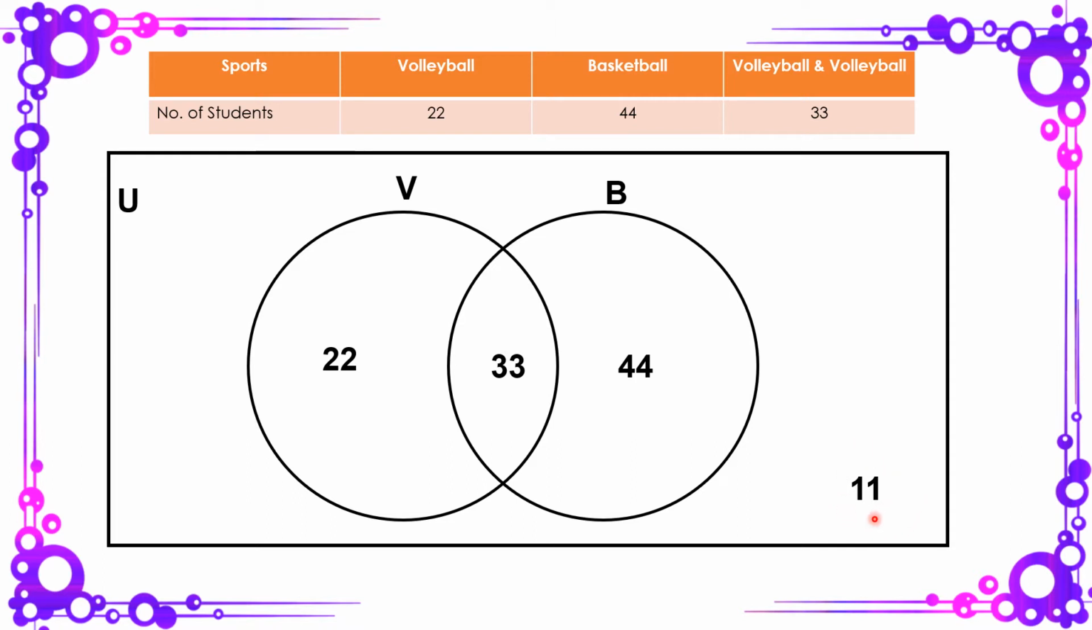So, this indicates that the 11 students do not want to join volleyball or basketball. So, we write 11 outside the circle. Again, these 11 students did not choose between the sports volleyball or basketball. So, if we are going to add 22 plus 33 plus 44 plus 11, it is equal to 110, the total number of grade 10 students as it is stated in our problem.